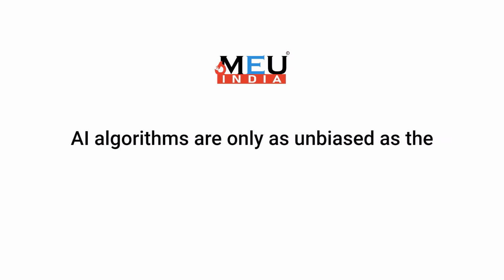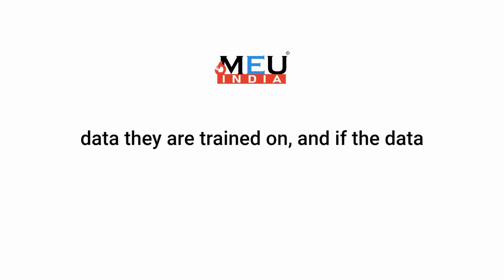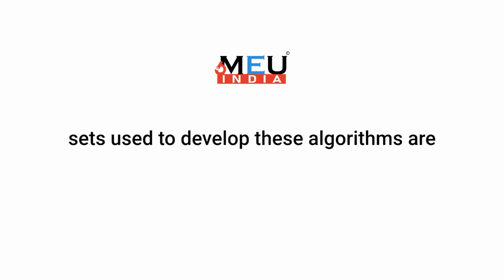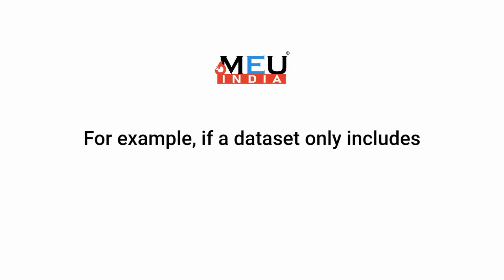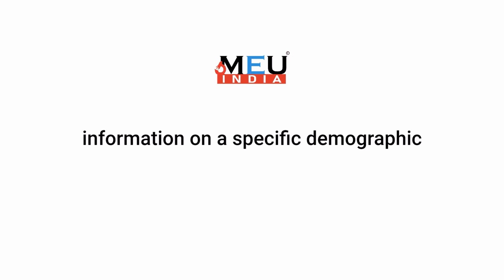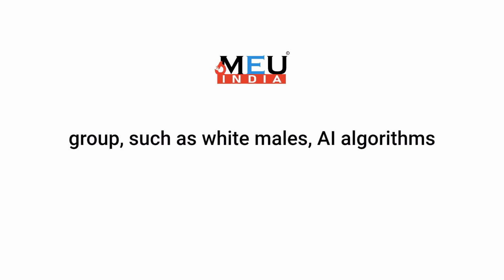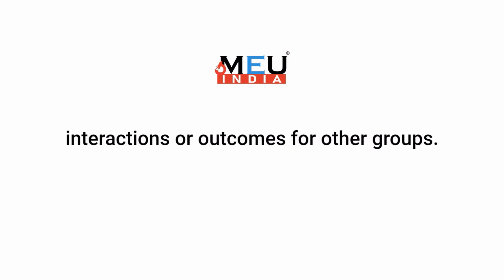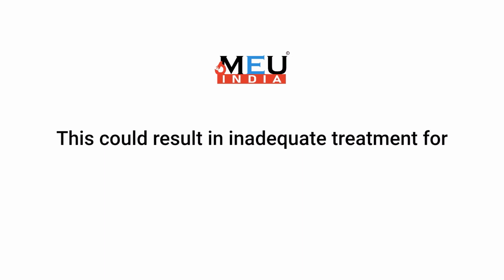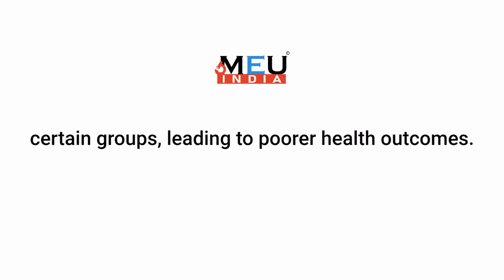AI algorithms are only as unbiased as the data they are trained on, and if the data sets used to develop these algorithms are not diverse, the results may be skewed. For example, if a data set only includes information on a specific demographic group, such as white males, AI algorithms may not be effective at predicting drug interactions or outcomes for other groups.